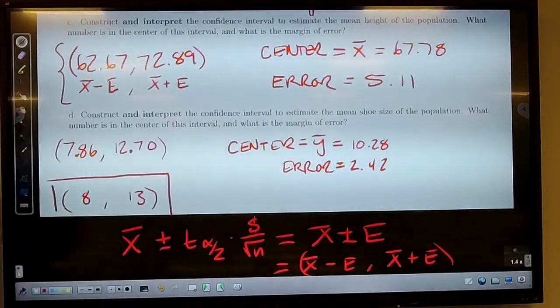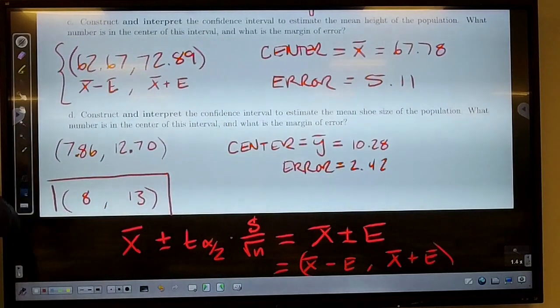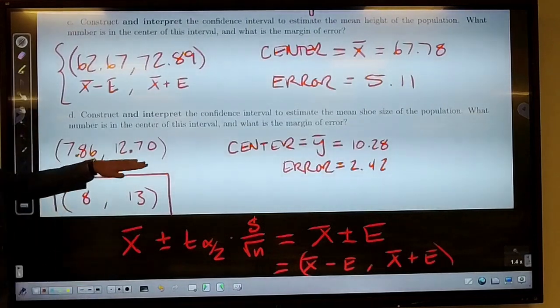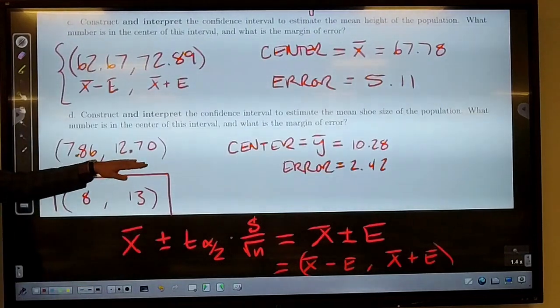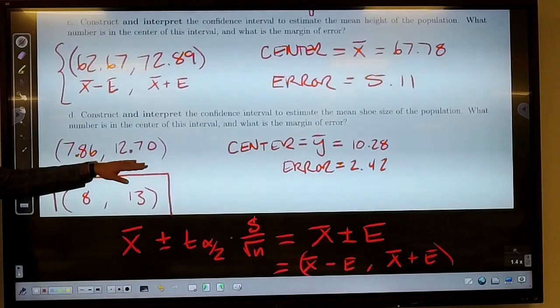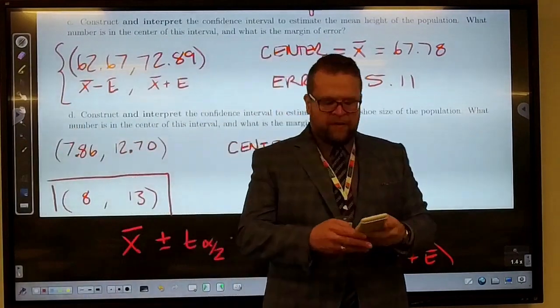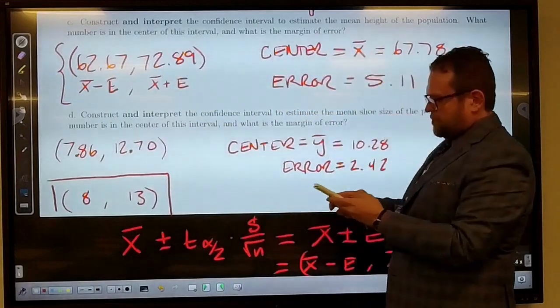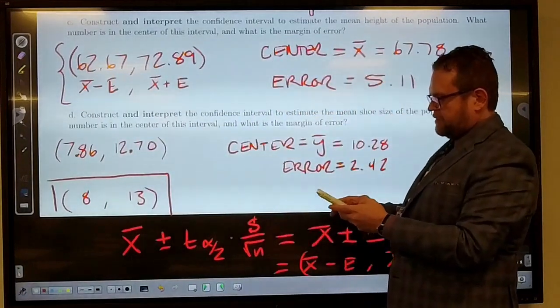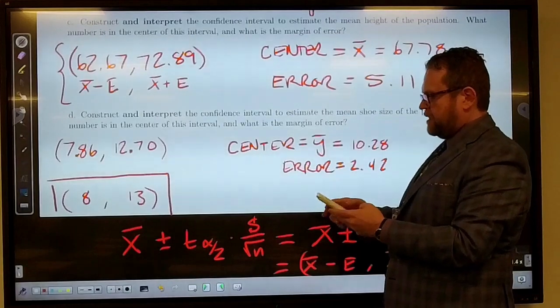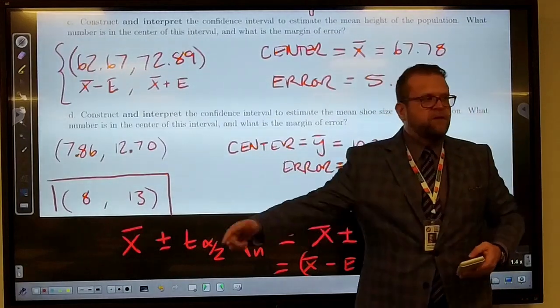Take the average. You can get your calculator out. I will find the average of these two numbers. And I think you know how to find the average of two numbers, right? Okay. I will add them together and then divide by how many? 12.7 plus 7.86 divided by 2. It says 10.28.